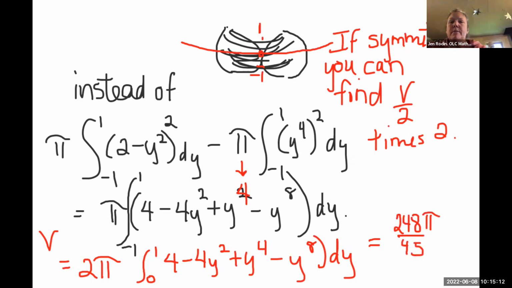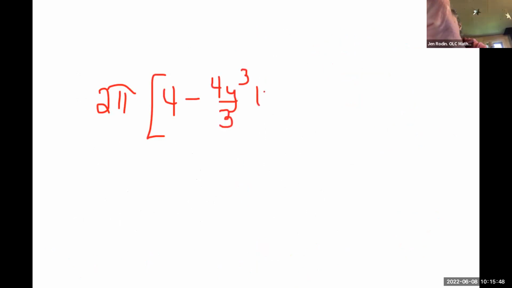Do either of you want me to go through the steps of that integration, or are you okay? Maybe just the integration, so we can teach it. Sure. So it should be, right here, y minus 4y to the third over 3 plus y to the fifth over 5 minus y to the ninth over 9. Yes. Good.